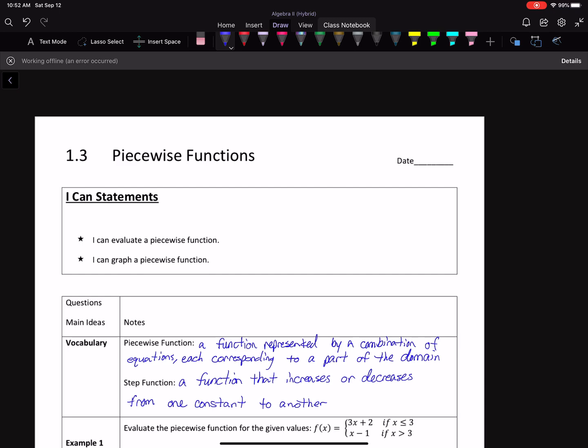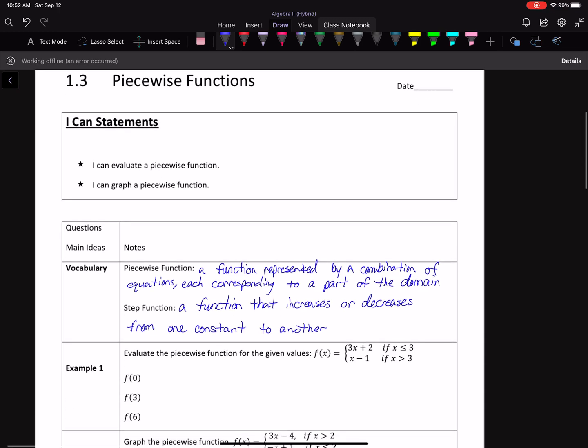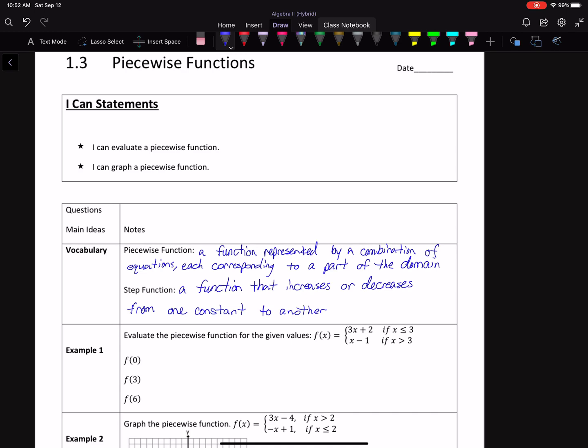But before we begin, let's first talk about what is a piecewise function. A piecewise function is a function represented by a combination of equations, each corresponding to a part of the domain. And just a little note for you over here, it must pass the vertical line test, like any function would.